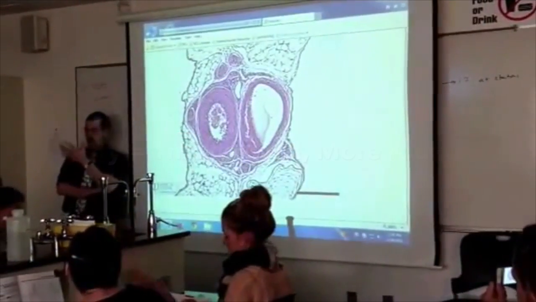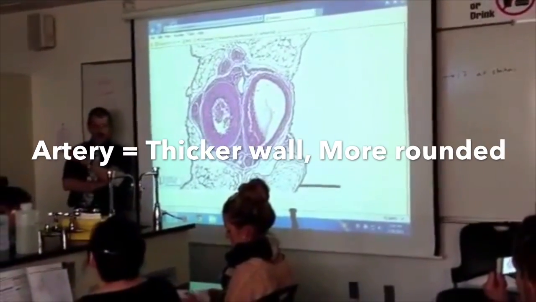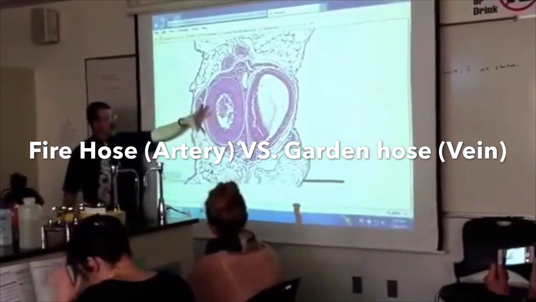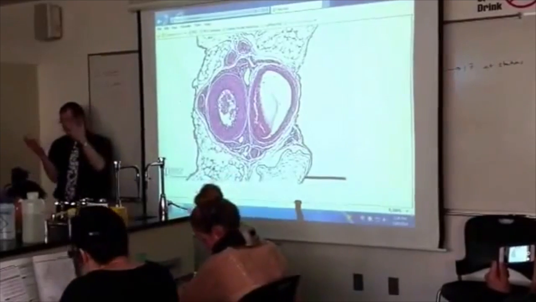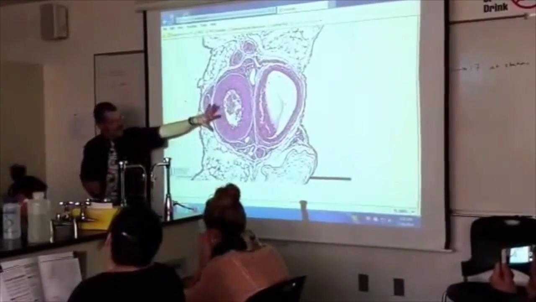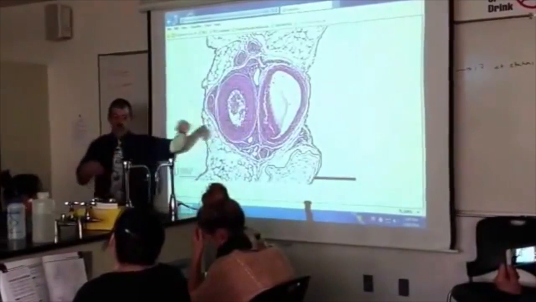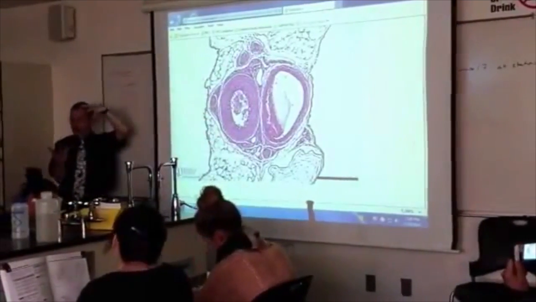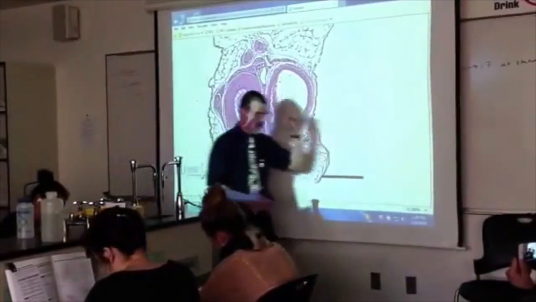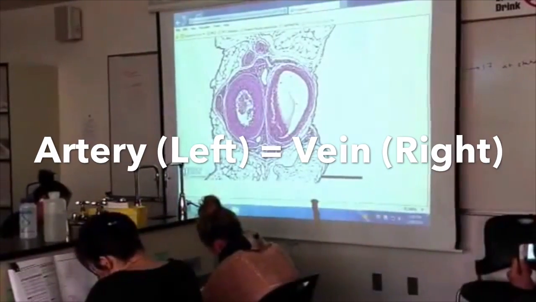Very good. So remember lecture, arteries have thicker walls because they have pressure, right? So pressure, thicker wall, like a fire hose versus a garden hose. They're usually more rounded, but that's not always the rule. So the main thing you want to look for is the thickness. Veins are usually thinner, there's less pressure, they tend to be more blobby in shape, not round, though not always. So your first question is, is it an artery or a vein? The artery's on the left, veins on the right.